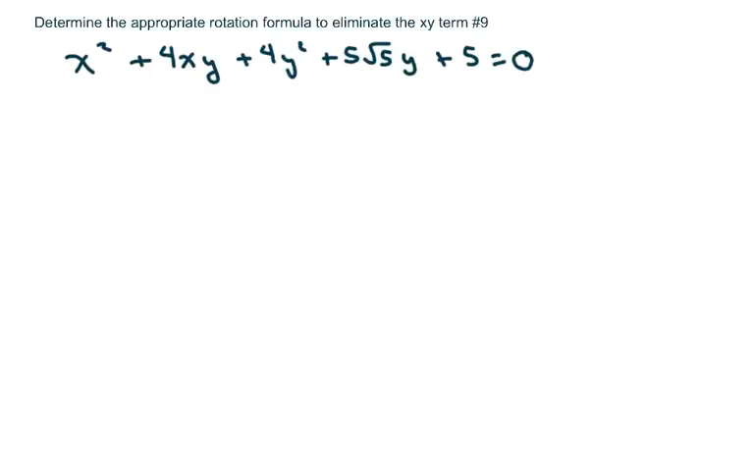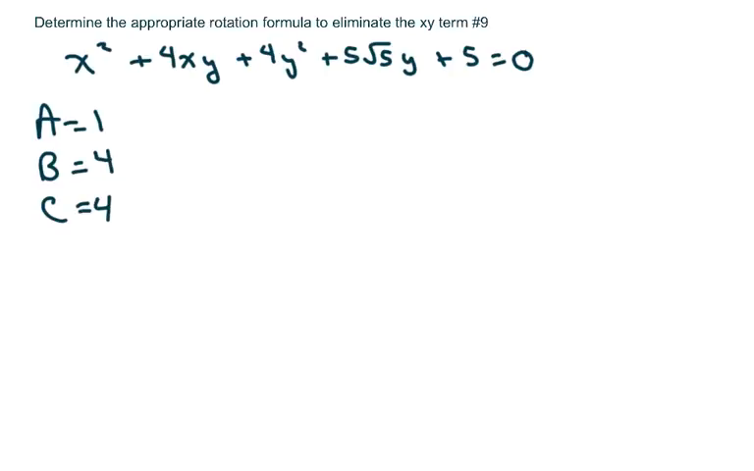Hi everyone, we're going to determine the appropriate rotation formula to eliminate the xy term. This is one where we're going to have to use our half angle formulas. So let's get started as we usually do. We have A equals 1, B equals 4, and C equals 4.